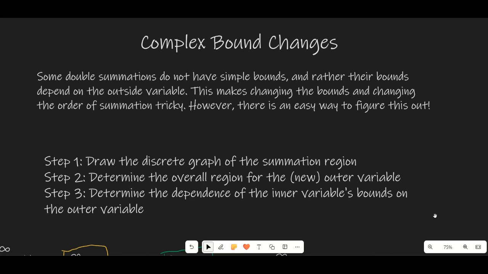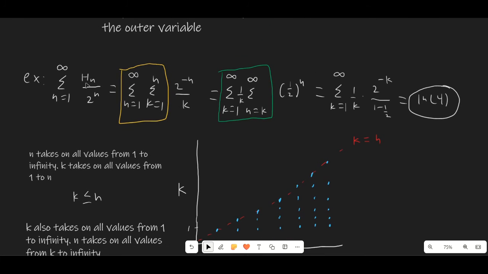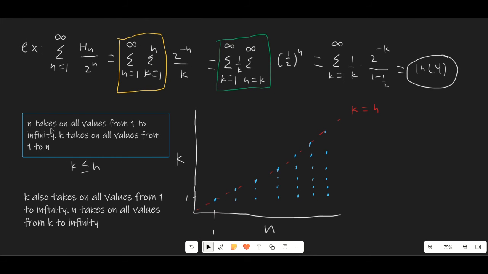So let's look at an example, because that doesn't really make any sense, right? So an example here is, in general, when we have complex bounds, we're talking about harmonic numbers. So the sum from n equals 1 to infinity of h sub n over 2 to the n. So we're going to substitute in the definition of the harmonic numbers, and we get the sum from n equals 1 to infinity of the sum from k equals 1 to n of 2 to the negative n over k. Now we want to switch the summation here. So let's go ahead and visualize it. N takes on all values from 1 to infinity.